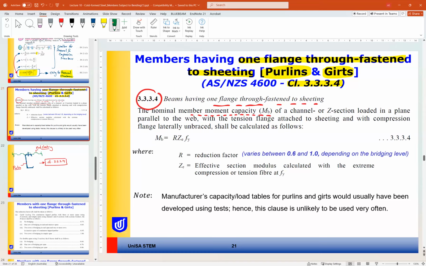Okay, so as you can see, which flange is attached to the sheeting here? The standard mentions which flange is attached to the sheeting. Can you see it? The tension flange is attached to the sheeting, and the compression flange is laterally unbraced. So this is the case we are looking at.